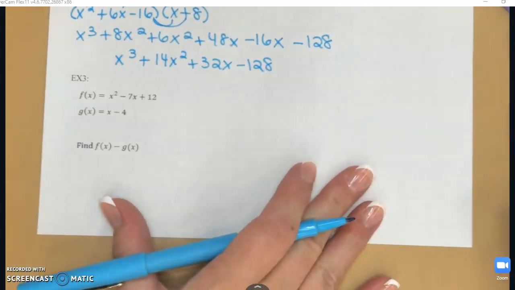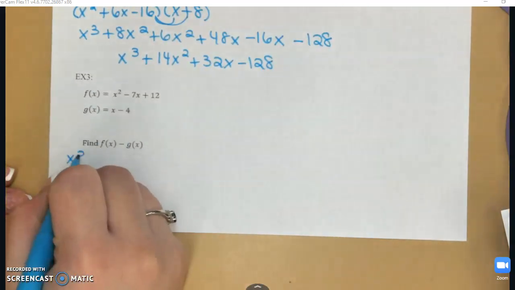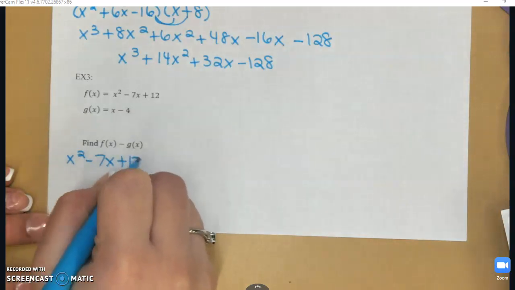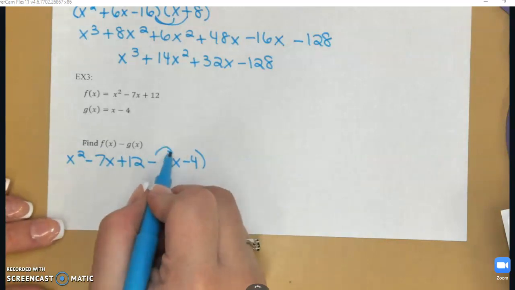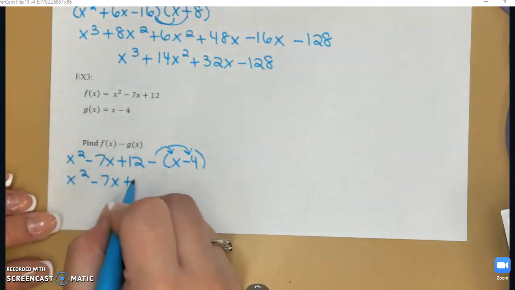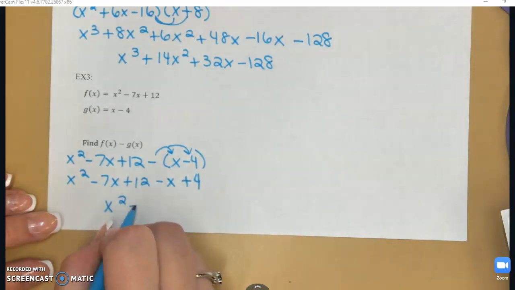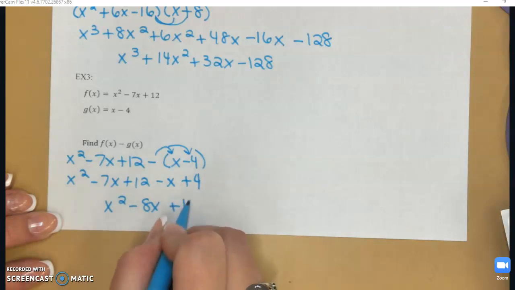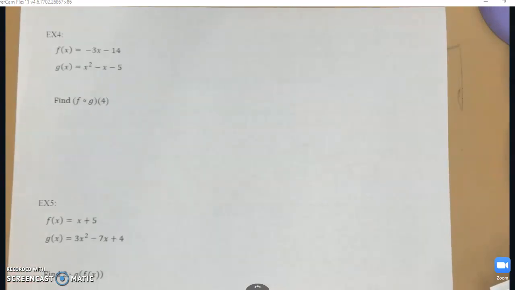On example 3, 2 new functions, and here I'm subtracting. So remember, what's important is that I'm putting my second function in parentheses because I need to distribute this minus sign. If I don't have the parentheses there, I'm likely to forget that I need to do that. And then I'm just going to combine my like terms. And that is easy peasy, lemon squeezy. On to the back page.